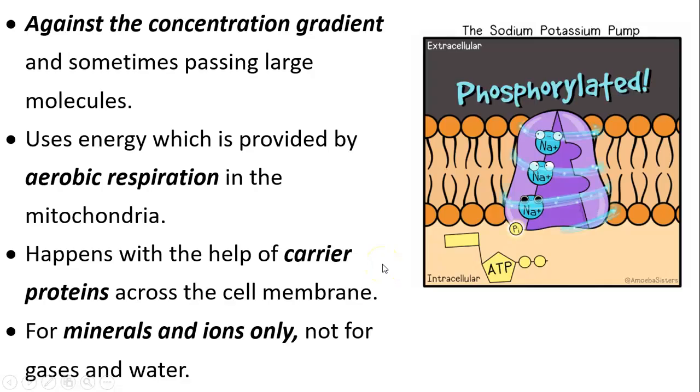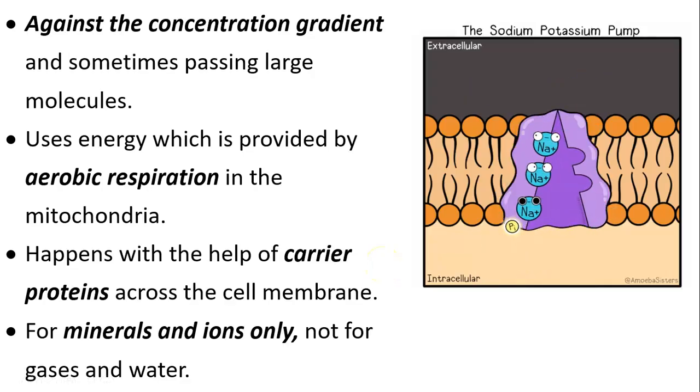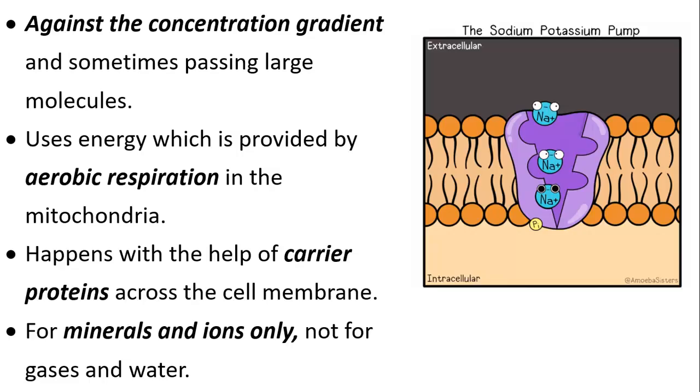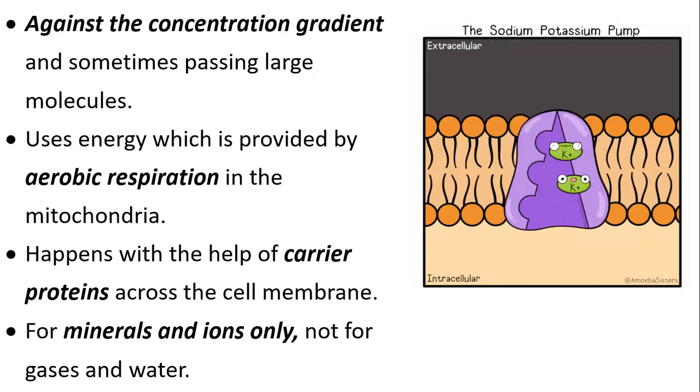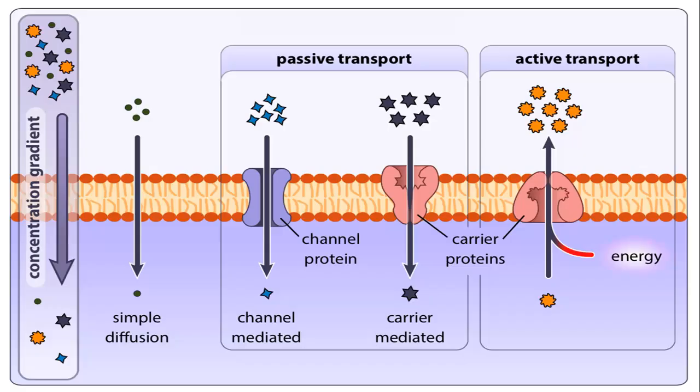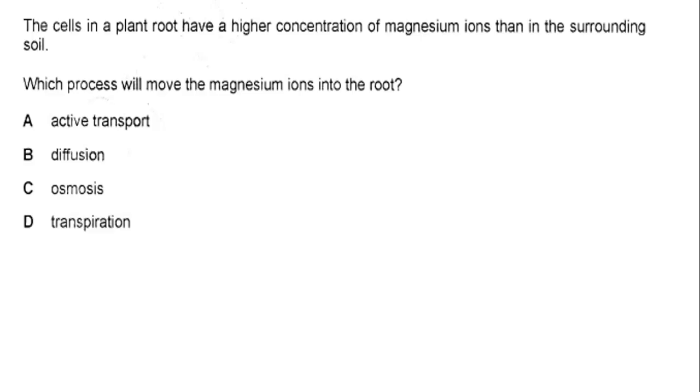It's the carrier protein. It is usually used for minerals and ions, not for gases and water, because gases go by diffusion and water goes by only osmosis, because osmosis is specific for water. Okay, this is the summary of all the movement of particles in and out of the cell, and let's answer some questions.